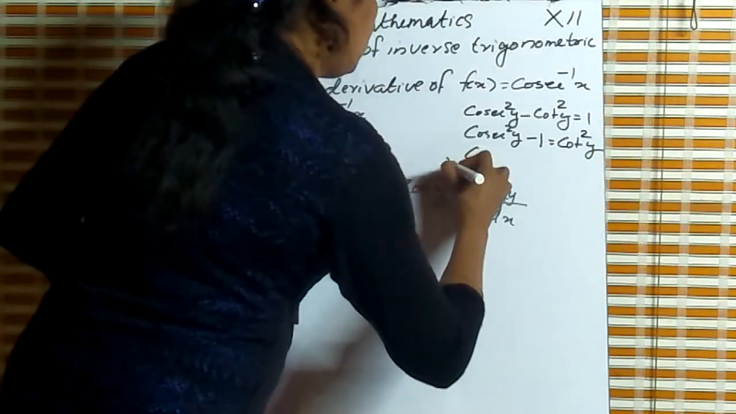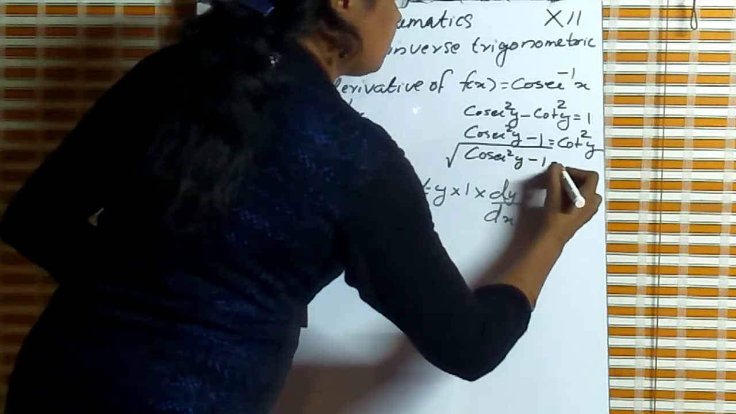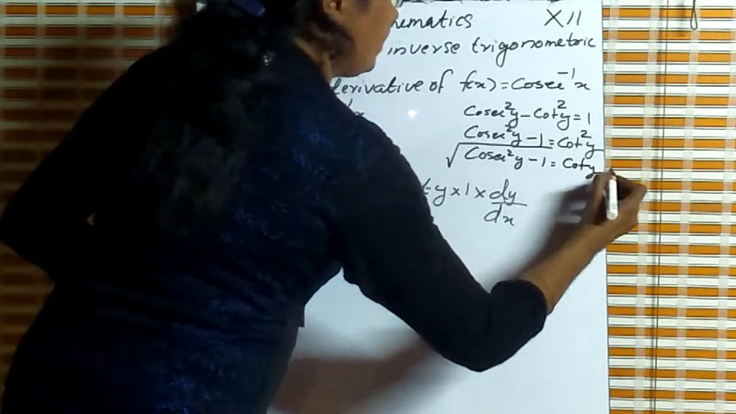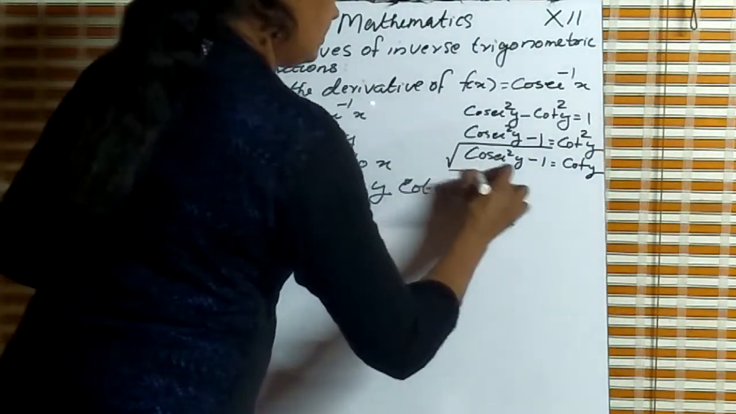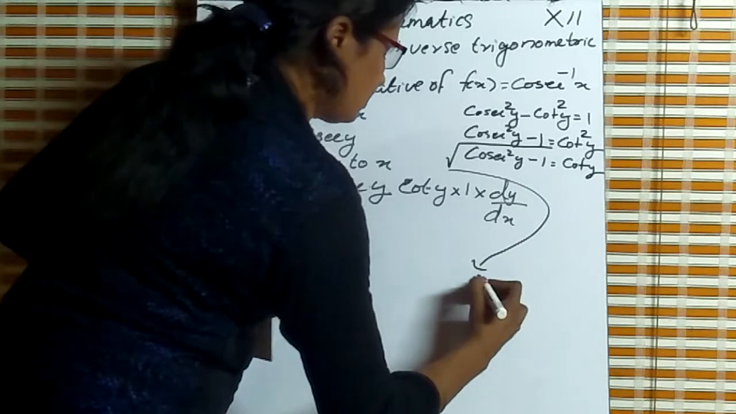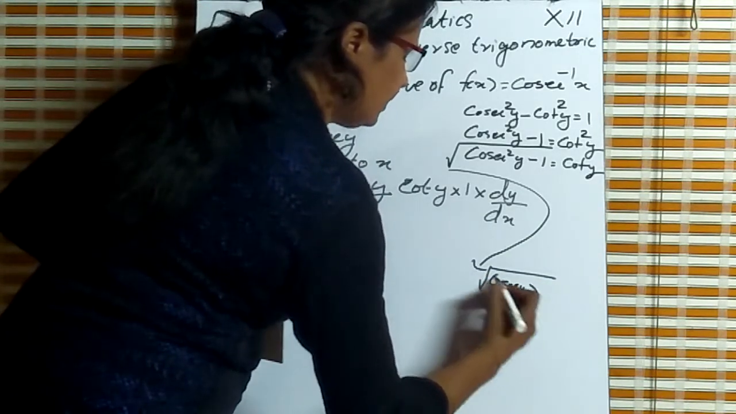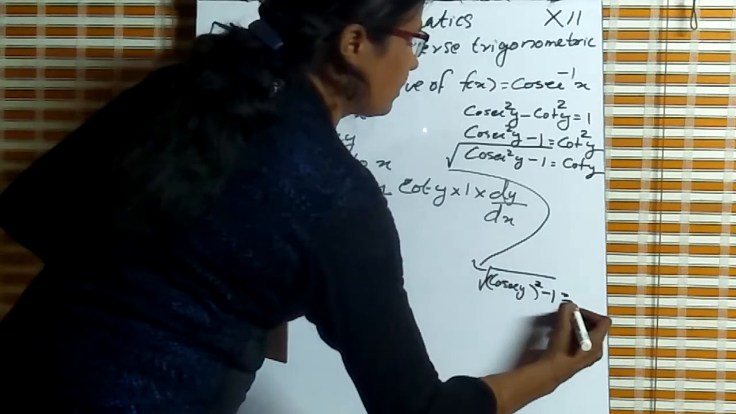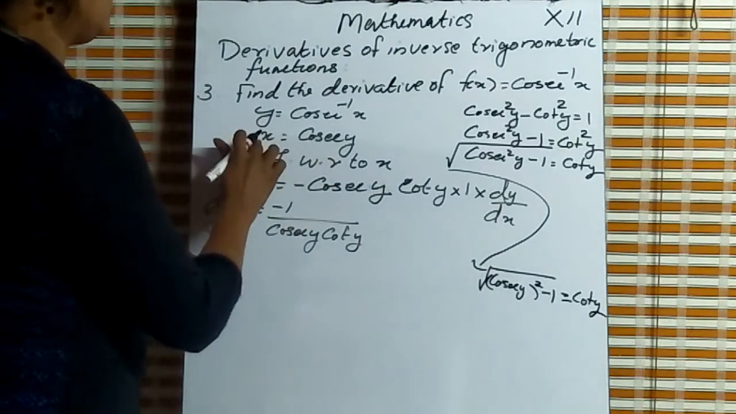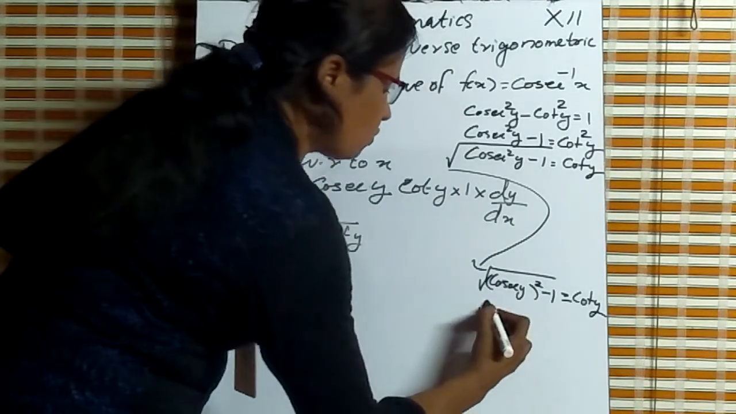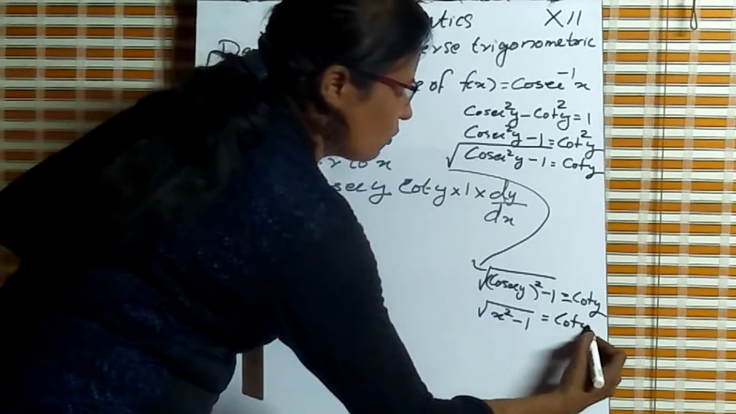So square root of cosec square y minus 1 is equal to cot y. Square root of (cosec y) whole square minus 1 is equal to cot y. What is cosec y? Cosec y is equal to x. Square root of x square minus 1 is equal to cot y.